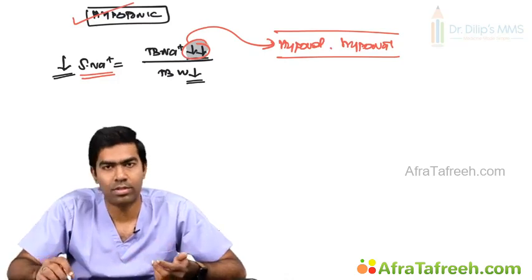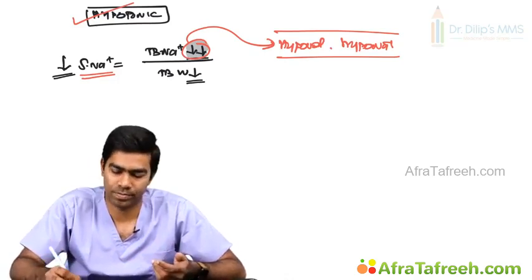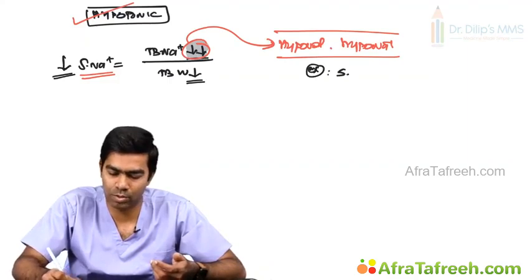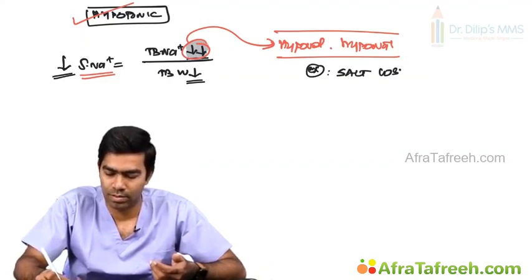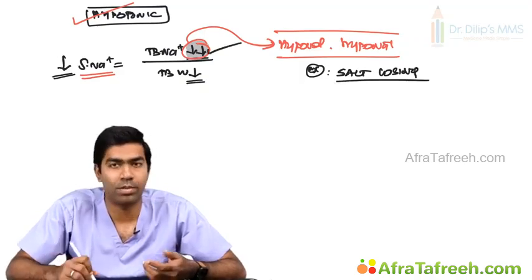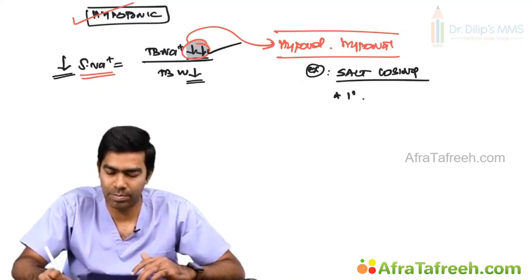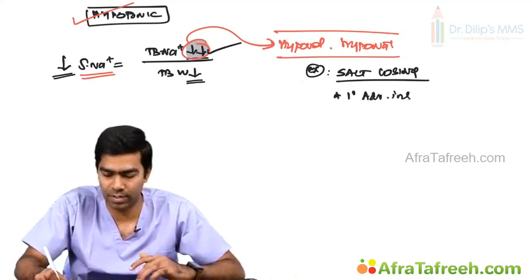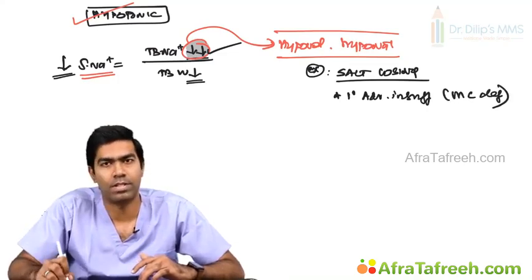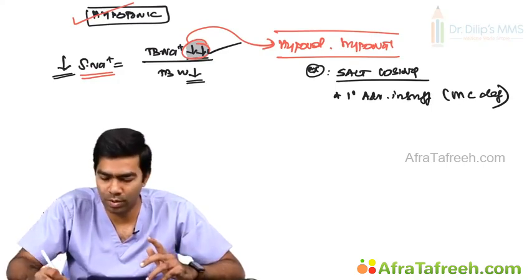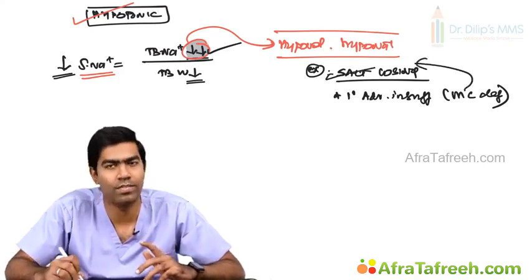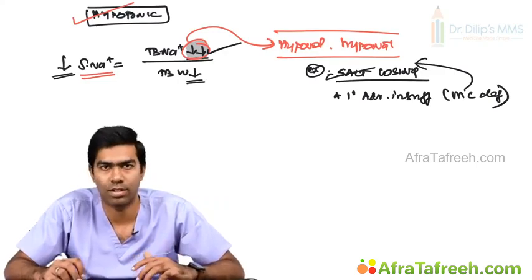So what are the examples of hypovolemic hyponatremia? The best example is salt losing states, which means you are losing salt predominantly compared to the water. What are the salt losing states? Classical example, primary adrenal insufficiency. We'll discuss in detail about that. That is mineralocorticoid deficiency. Glucocorticoid deficiency will be there too, but most importantly, the reason you waste the salt is the mineralocorticoid deficiency.